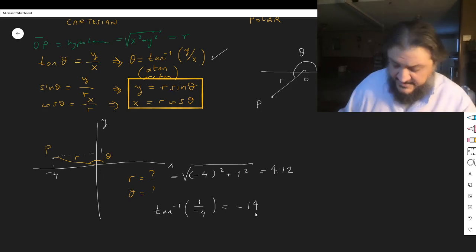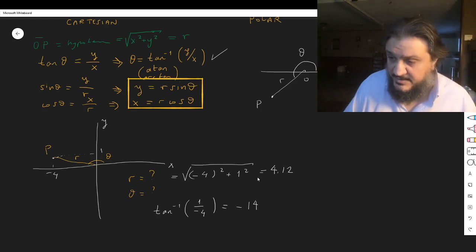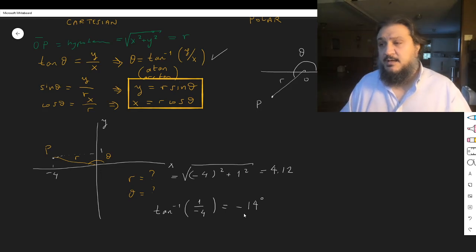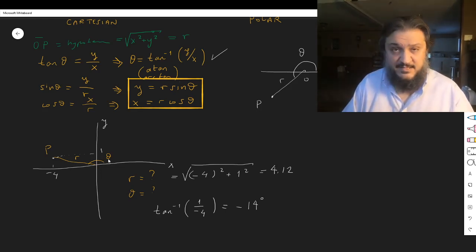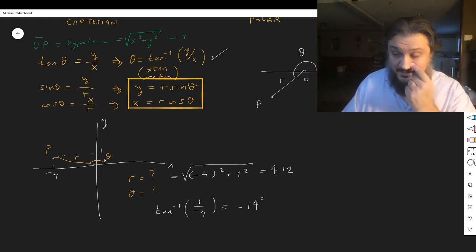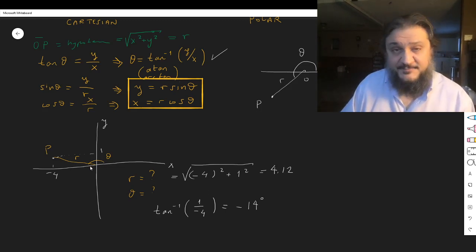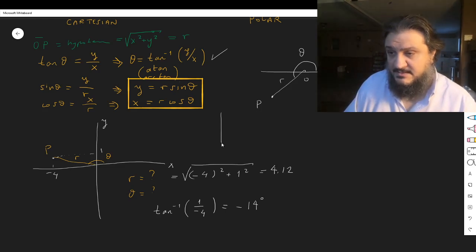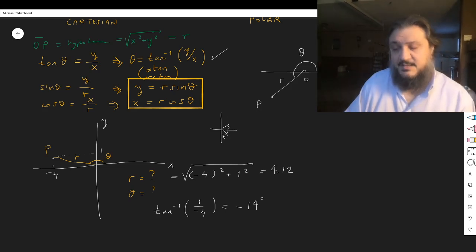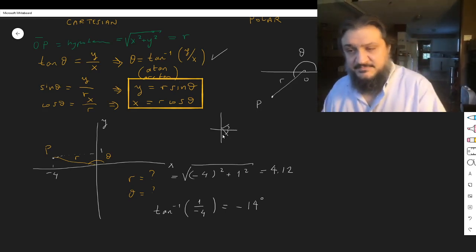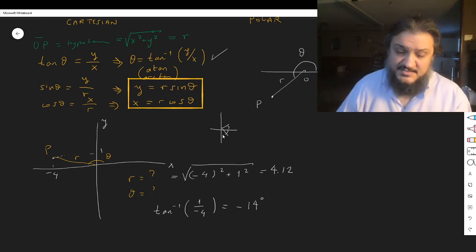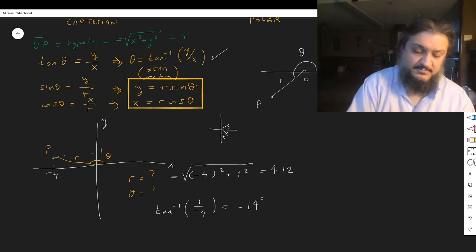Now, my calculator is set to degrees, so I can put a little circle here. That's in degrees. But is that 14 degrees? No, not really. Is it negative 14 degrees? No, it's not negative 14 either, because this would be 14, and negative 14 would be below the x-axis, negative meaning going clockwise, if you will. So what happened? Is your calculator wrong?